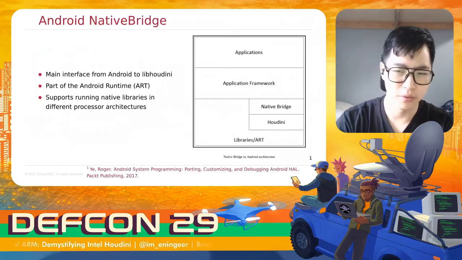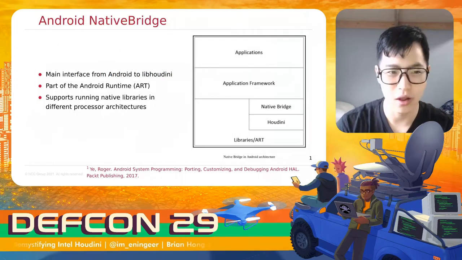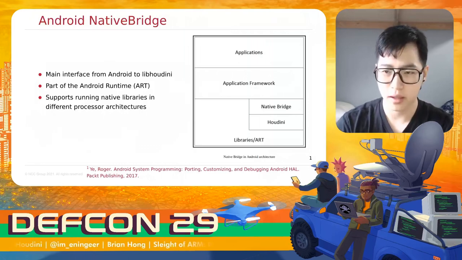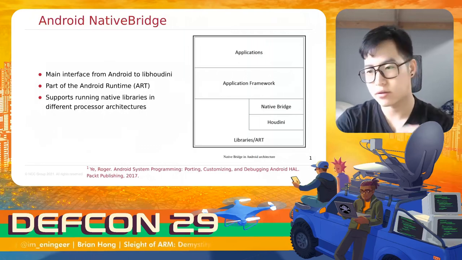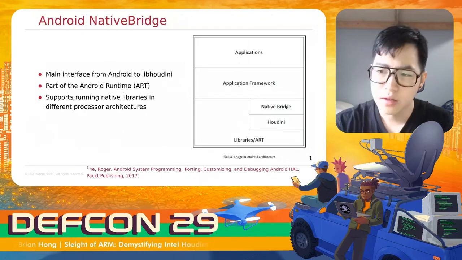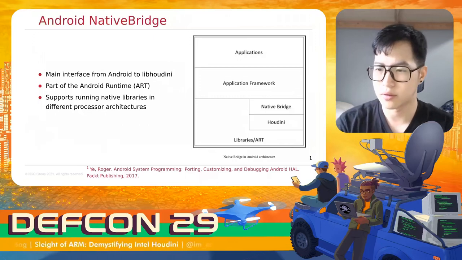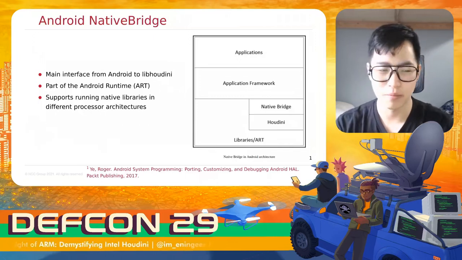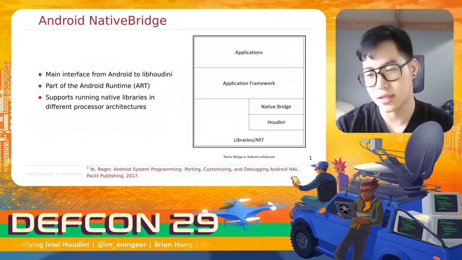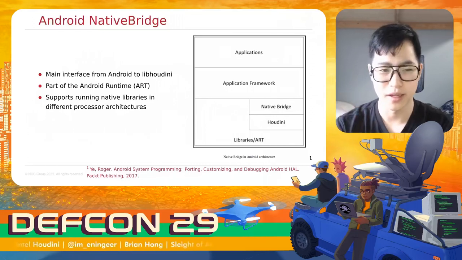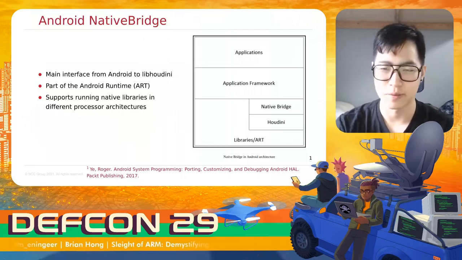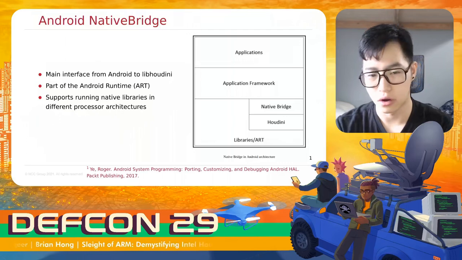Android Native Bridge is the component in Android that allows this binary translation to work. It is part of the Android runtime and is the main interface between our Android side and our Houdini binary. So Native Bridge provides an interface for our Android to talk with Houdini. And I want to point out that while it might have been designed specifically with ARM and Houdini in mind, the interface that it provides can be used to implement other processor architectures. For example, running MIPS code on an ARM device.